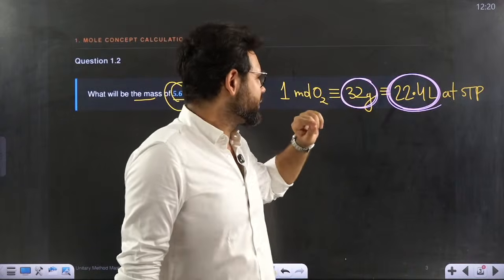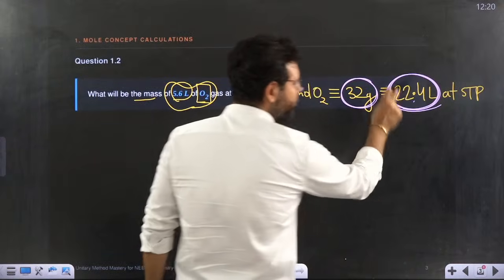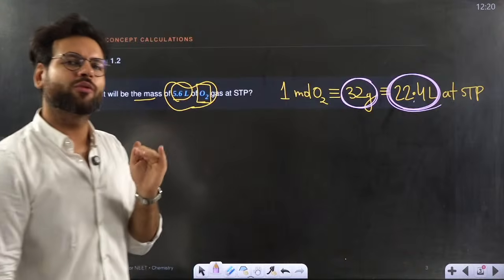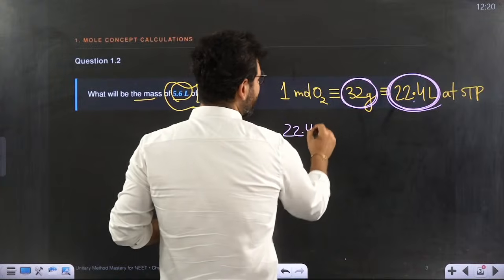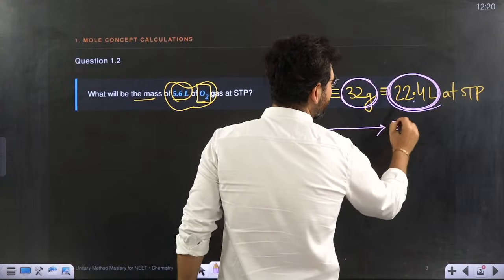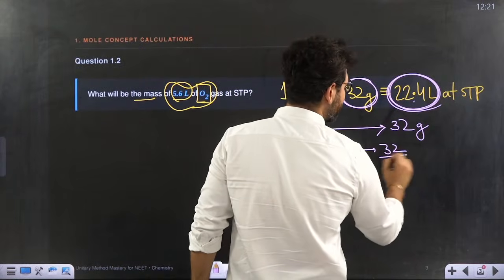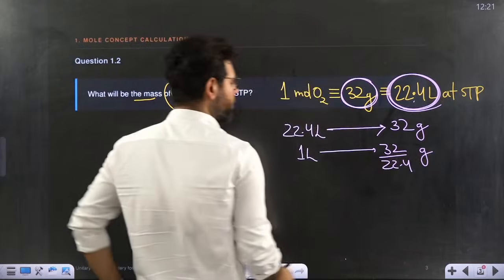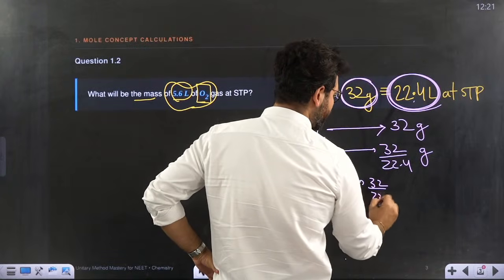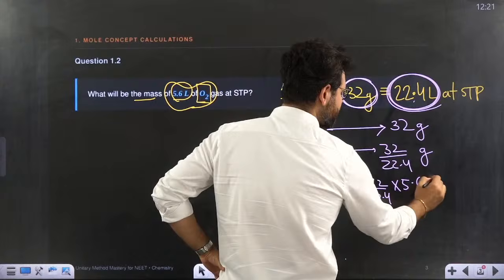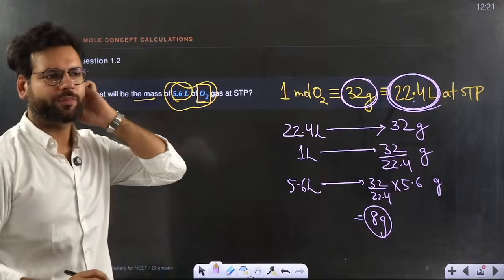Let's talk about this particular one. So 1 mole O2 is this. When I convert this 22.4 liter to 5.6 liter, I have 1/4 the volume. So automatically mass also becomes 1/4. Unitary method says 22.4 liter weighs 32 gram. 1 liter would weigh 32 by 22.4 gram. And hence 5.6 liter would weigh 32 by 22.4 into 5.6 gram, which comes out to be 8 gram. Simple. Right? 8 grams.